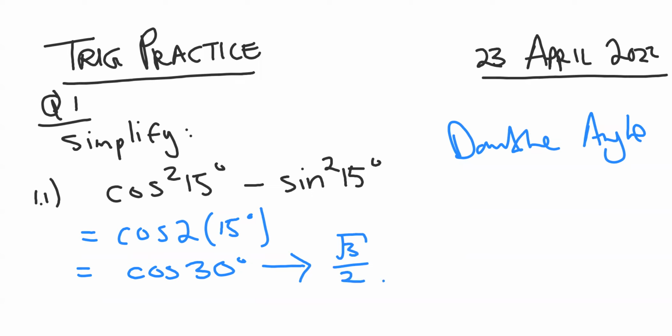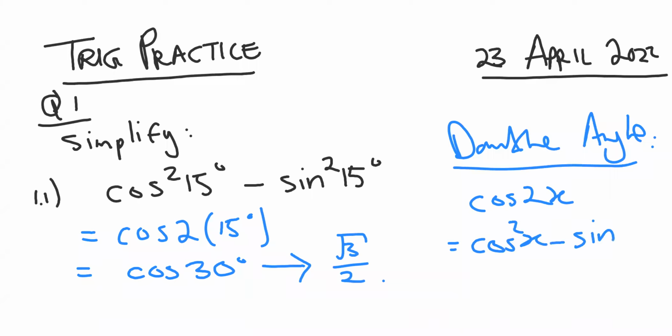Now, the double angle identity that she's referring to is the one that looks like this: cos 2x is equal to cos squared x minus sine squared x. The x is the 15 degrees, that's the angle we are talking about. So you have cos squared of 15 and sine squared of 15, and this is simply equal to cos of 2 times that angle, so 2 times 15 degrees, which is 30 degrees, and there we can just use an identity to solve the rest. Pretty straightforward. Nice, easy example to get us started.